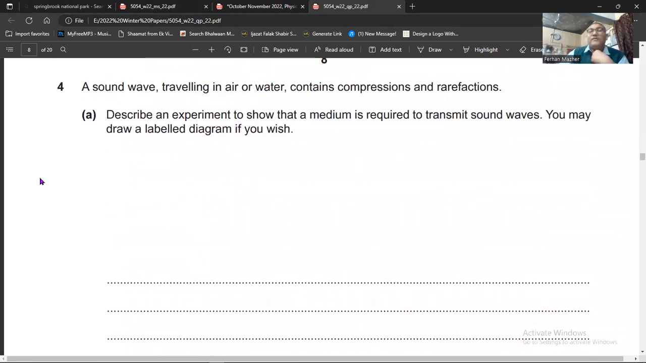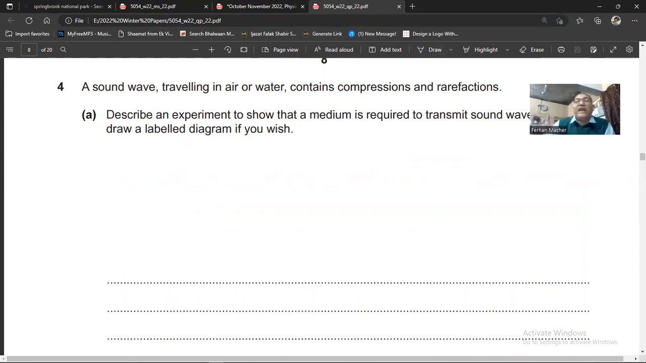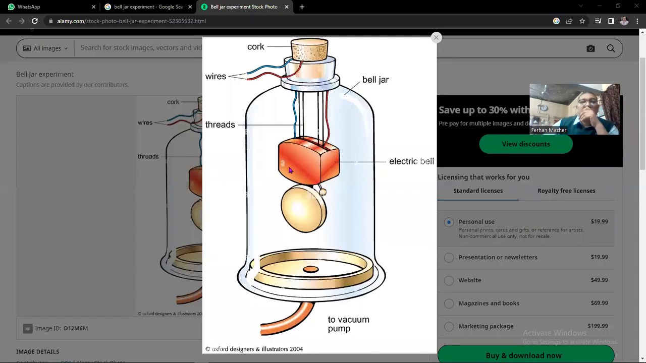Question number 4. A sound wave traveling in air or water contains compressions and rarefactions. Describe an experiment to show that a medium is required to transmit sound waves. You may draw a labeled diagram if you wish. So here we have to prove that a medium is required. This is the bell jar experiment.